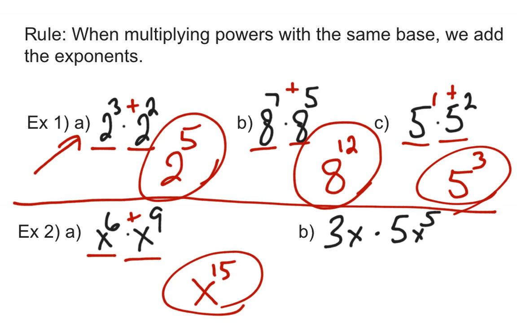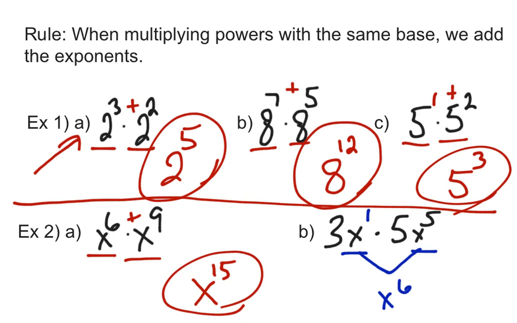Now part B is a little more tricky here, just because we do have some coefficients involved too. So the first thing I want to do is look at the things with the same base, which would be the x here and the x to the 5th. Well, that's no different. This is x to the 1st power times x to the 5th power. So I want to use our rule for those two things because they have the same base. x to the 1st times x to the 5th gives me x to the 6th power.